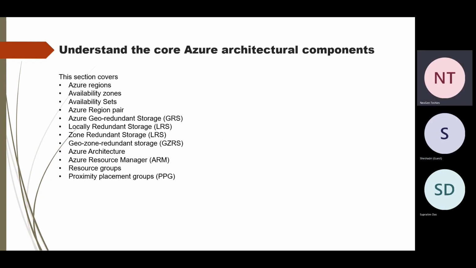So these are the core services: Azure Region, Availability Zone, Availability Set, Azure Region Pair, Azure Geo Redundant Storage, Local Redundant Storage, Zonal Redundant Storage, Geo Zone Redundant Storage. So confusing, a lot of confusing terms are there. GRS, LRS, then again ZRS. So when I will teach you, you will be able to understand what this is exactly.